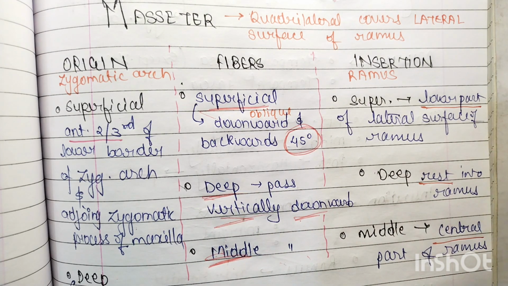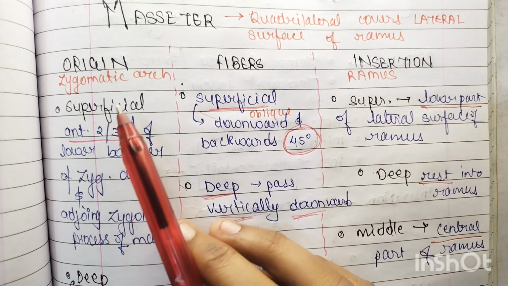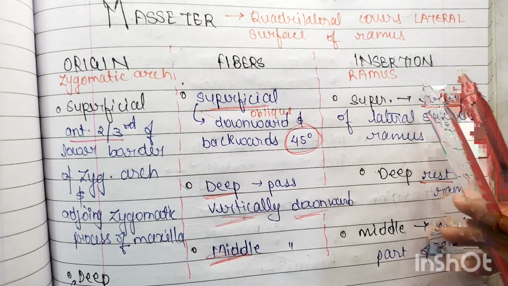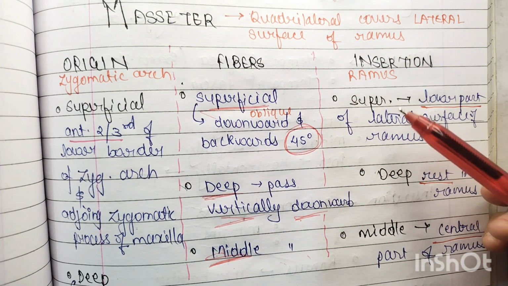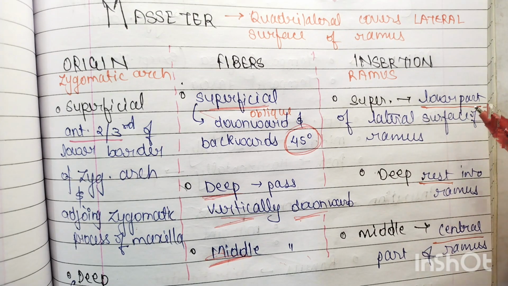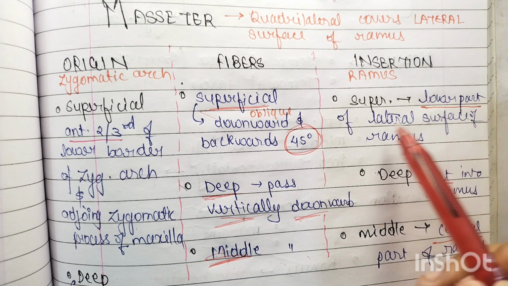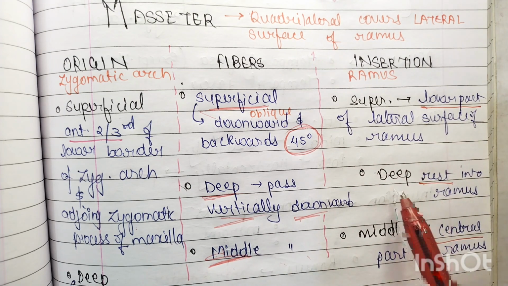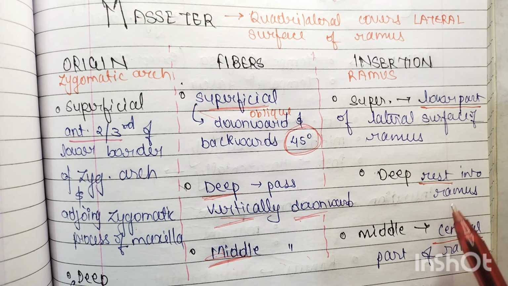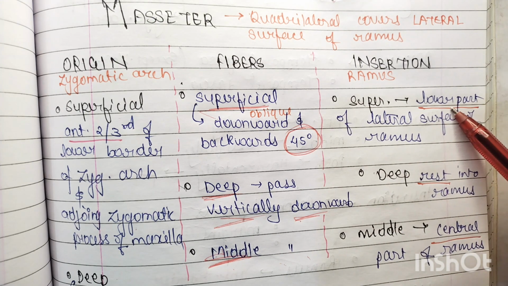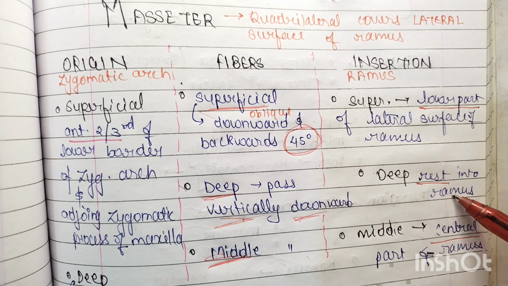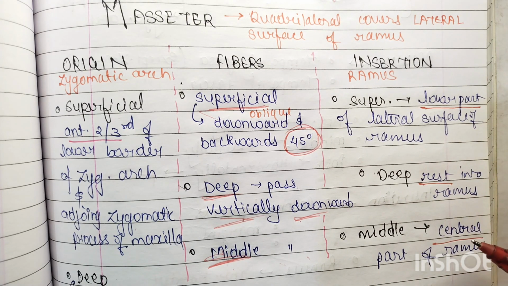Coming to the insertion. The masseter originates from the zygomatic arch and inserts into the ramus. Simple. Now again, if we divide it into three parts, superficial, deep and middle: the superficial part inserts into the lower part of the lateral surface of the ramus, the deep part rests on the ramus, and the middle part inserts into the central part of the ramus.